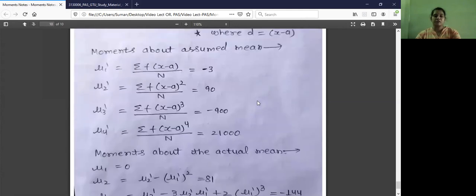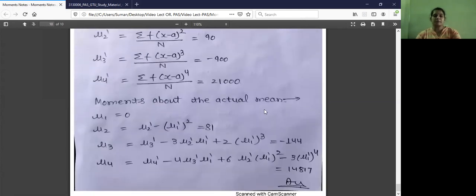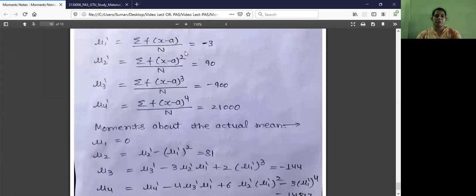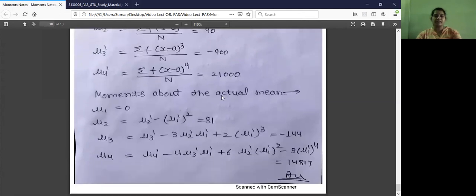Okay, so moments about the actual mean. In case we are finding moments about the actual mean, first we find the moments about the assumed mean, and after that we find the moments about the actual mean. Got it? So mu1 is equal to 0, mu2 is equal to mu2 dash minus mu1 dash whole square, which is equal to 81.